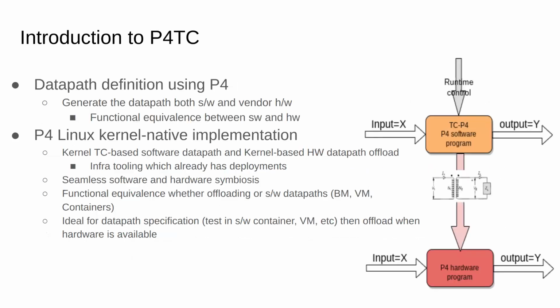So going into detail of data path definition, we use it to generate both the data path for the software and hardware and interfaces for the control plane. And there is, in theory, as this diagram shows on the right here, functional equivalence between what runs in the software. If you decide you want to run it in software, you put an input X, you get an output Y. If you decide to run it on the hardware, you put an input X, you get an output Y. The scale may be different, the implementation may be different, but the functional equivalence exists.